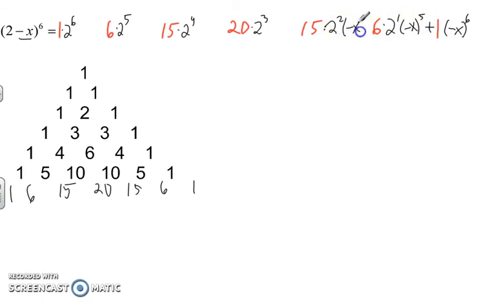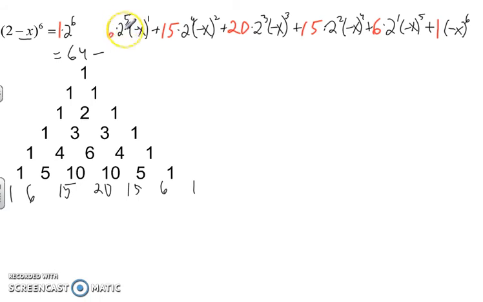parentheses negative x to the 4th, parentheses negative x to the 3rd, negative x to the 2nd, negative x to the 1st, and negative x to the 0. And then it's just a matter of simplifying this out. 2 to the 6th, I think that's 64. Everything's going to be in reverse order here, that's what I normally want.